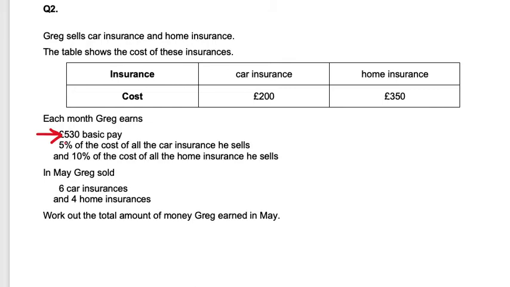Home insurance, he gets more, he gets 10%. And you can see the cost there of each of those items. You can write yourself out a new table. That's what I did in the problem solving exercise. For here, I'm going to write 5% of this amount, 10% of this amount per car insurance that they sell, per home insurance that Greg sells.